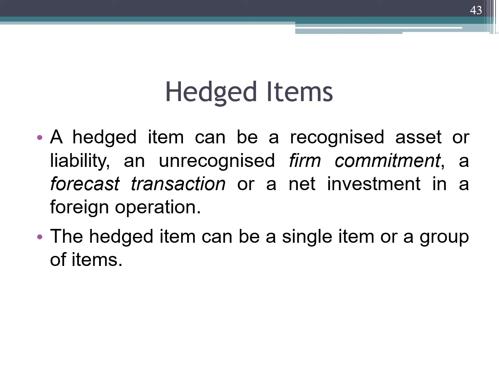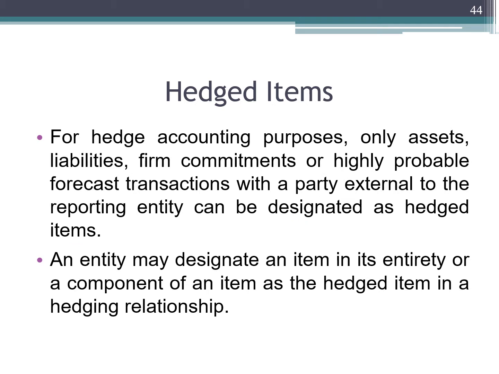Okay, and then the other one, we look at the hedge item. The hedge item can be a recognized asset or liability, or an unrecognized firm commitment, or also a forecast transaction or a net investment in a foreign operation. The hedge item can be a single item or a group of items. For hedge accounting purposes, only assets, liabilities, firm commitments or highly probable forecast transactions with the external party qualify. So we can only have the hedge item when we have a transaction with the external party.